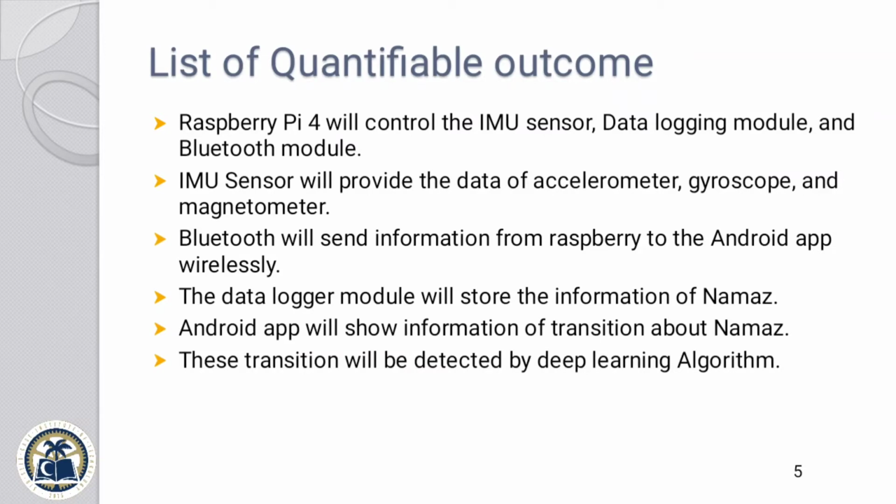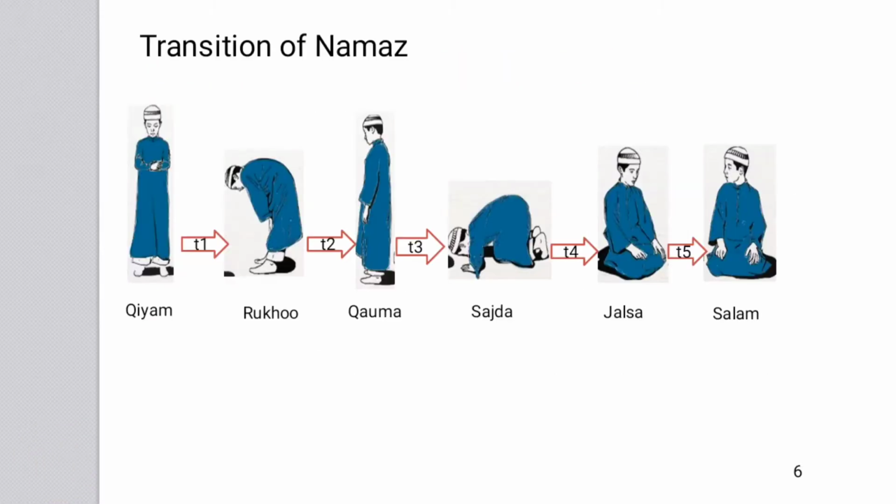Fifth one is Android app. Android app will show the information of namaz. For example, name of namaz, number of rakats performed, and time reserved in each transition. Sixth one is deep learning algorithm. A deep learning algorithm classifies the transition of namaz. These are the transitions of namaz: qiyam, ruku, qoma, sajda, jalsa, and salam. All these transitions will be classified using deep learning algorithm.